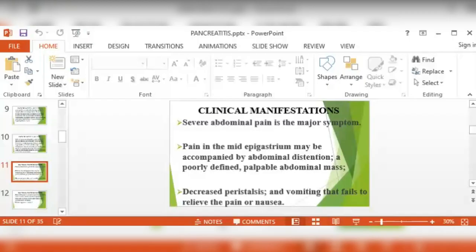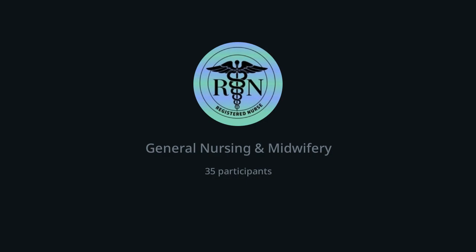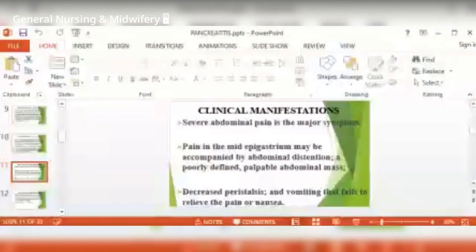And then also there is decreased peristaltic movement. You know, peristalsis. Peristalsis is the wave-like movement of the GIT. Is that okay? So there will be decreased peristaltic movement, and then vomiting that fails to relieve the pain or nausea. So sometimes or all the times they will be vomiting.